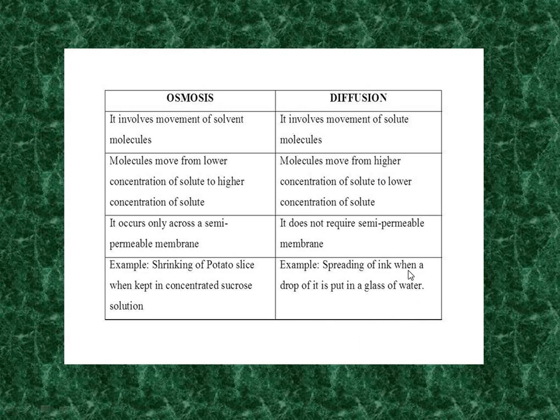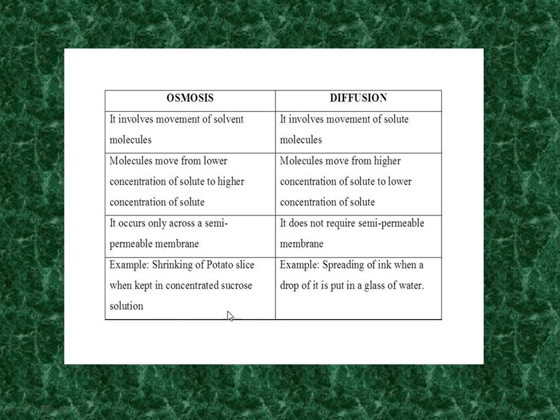Spreading of ink in a drop of water, you can do it on your own at home. Just put one drop of ink in water and you can check. If you don't have ink, then you can use one drop of Dettol in water and you can check the diffusion.